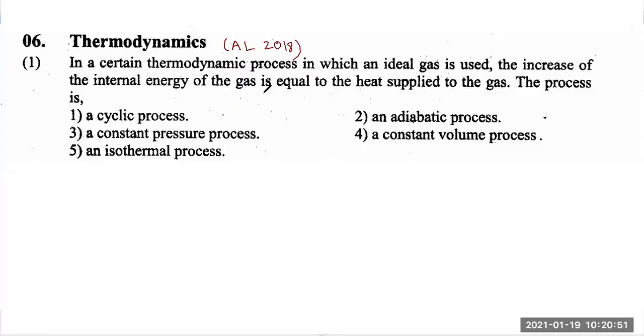So this is a thermodynamics question from A Level 2018. It's a qualitative question, not a quantitative one. They have not given a graph or anything, but still we have to know this, right? Fine, let's go. In a certain thermodynamic process in which an ideal gas is used, the increase in internal energy of the gas is equal to the heat supplied to the system. So this is the key part we have to focus on.